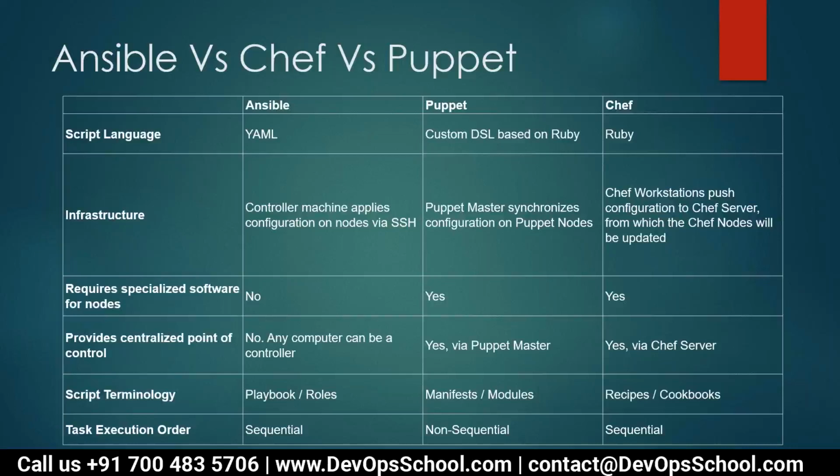Task execution order in Ansible is sequential. In Puppet you have a non-sequential order, so you need to track what has been changed and where it is called. In Chef it's also sequential. So these are the differences between Ansible, Chef, and Puppet.